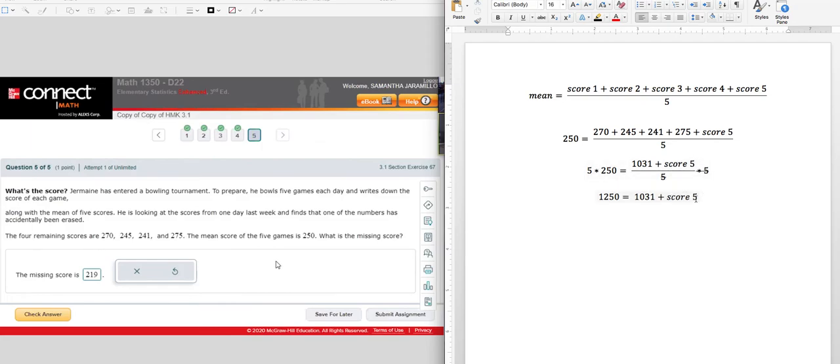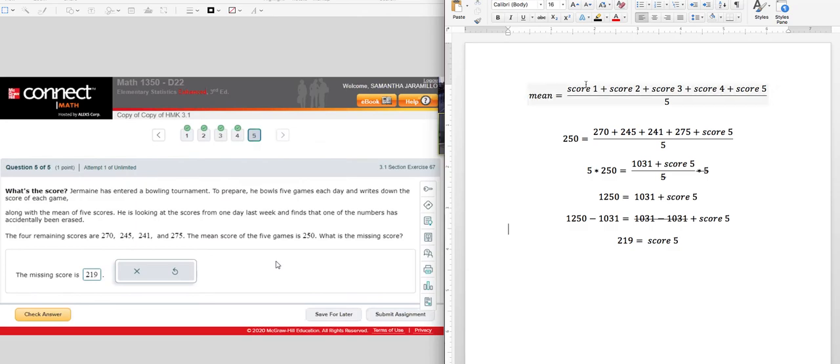So now we're much closer to being able to isolate score 5. The only thing left to do now is to subtract 1031 to get rid of that, to have score 5 by itself. And if we subtract it from this side, then we also have to subtract it from the other side of the equal sign. So when we do that, it looks like this. Starts to look a little more complicated before it gets easier. So then we've got 1250 minus 1031. So here's the minus 1031 on both sides. And the 1031 minus 1031, all of that is going to cancel. So I'm going to just draw a line through that. And so that means that 1250 minus 1031 is equal to score 5. So then it's just a matter of putting 1250 minus 1031 into the calculator, and it gives you 219.